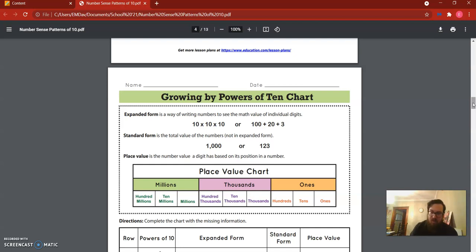Alrighty, everybody's ready to go. So who would like to share what they noticed about our growing by powers of 10 chart? Jameson, yes? Yes, the numbers do keep getting bigger in each row as they move. Now, of course, looking at our place value chart here, the numbers are moving backwards, but I see what you're getting at there. Who else would like to share?